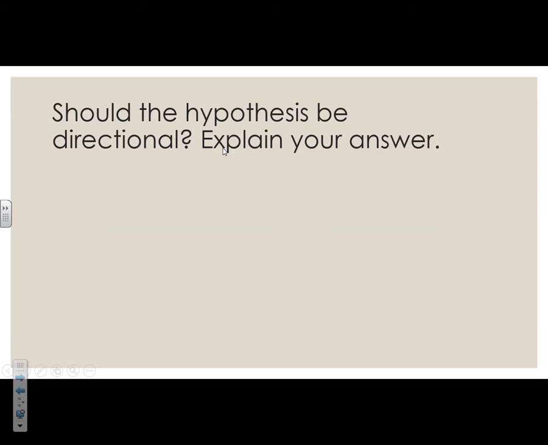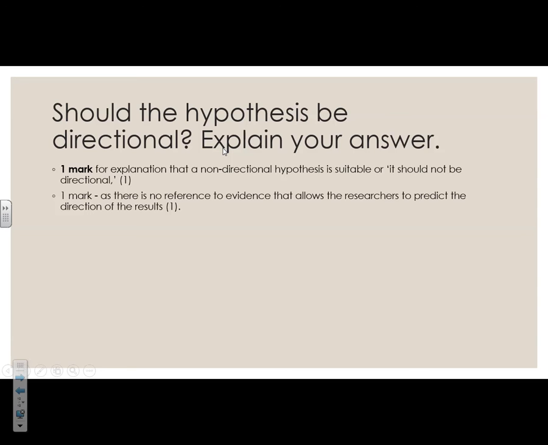Should the hypothesis be directional? Explain your answer. 1 mark for explaining that a non-directional hypothesis is suitable. You get a mark if you said it should be non-directional, or it should not be directional. The wording doesn't matter. The information is the most important bit. And explaining why: there is no reference to evidence that allows the research to predict the direction of the results. If you've mentioned there's no previous research, so it should be non-directional because there's no previous research, so researchers can't predict which way the direction will go.